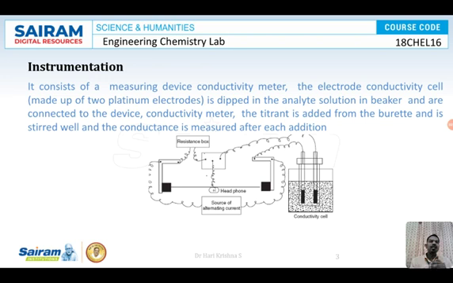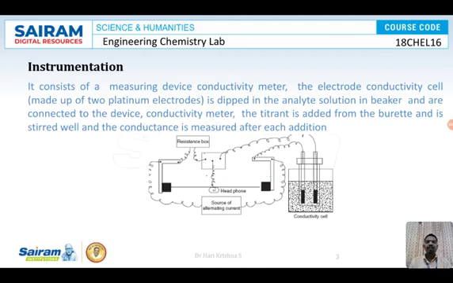So how is the conductance measured? Let us see the instrumentation here. Here you have a conductivity meter. We're going to dip a conductivity cell. The conductivity cell contains sealed platinum electrodes placed 1 centimeter apart. This platinum conductivity cell is dipped in the solution whose conductance is to be determined, and it is connected to the conductivity meter.